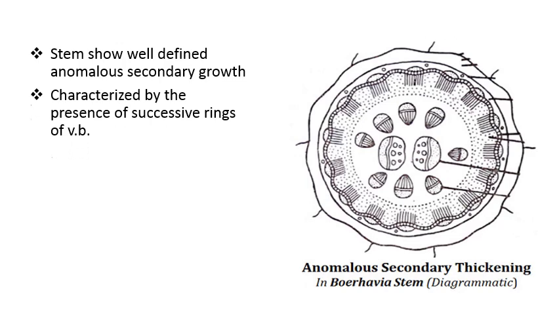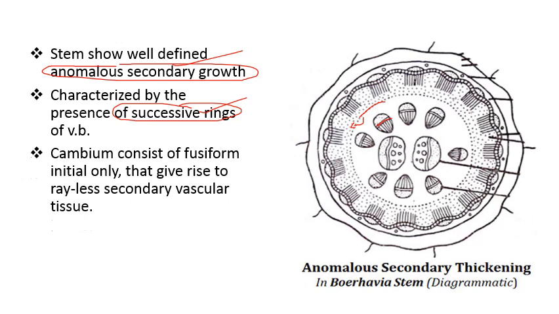If we talk about the stem, it shows well-defined anomalous secondary growth in case of Boerhaavia, characterized by the presence of successive rings of vascular cambium. So this is an anomaly. इसमें successive rings बनती है vascular cambium की. As we know that there are 3 rings of vascular bundles, तो इसमें 3 vascular cambium की rings भी बनती हैं. So cambium consists of fusiform initials only.